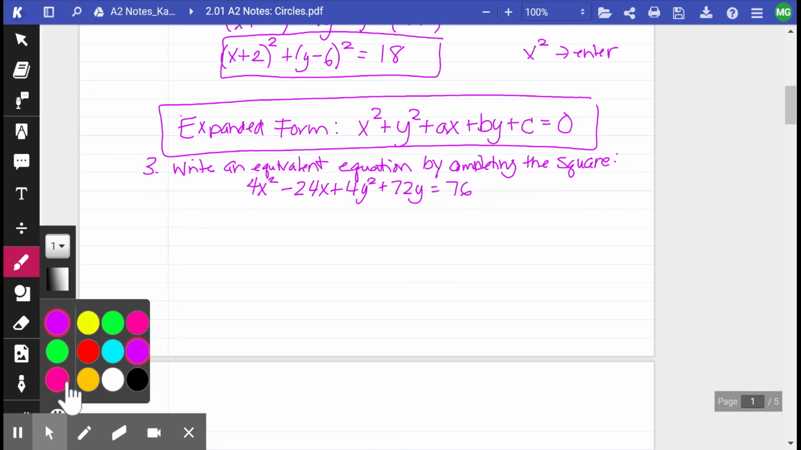So for this year, because we're only really looking at circles, the x squared and the y squared should always have the same exact coefficient. If it doesn't, it's not a circle. So because we're only looking at circles this year, we're just going to divide everything by whatever that coefficient is.